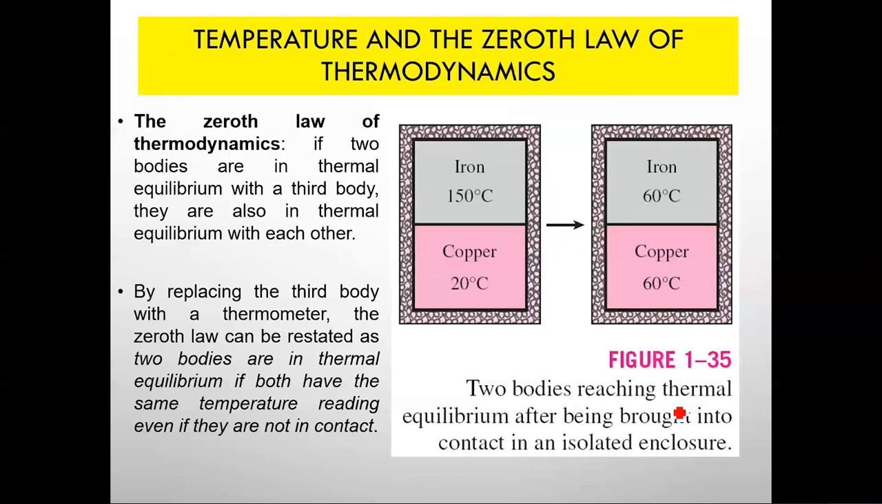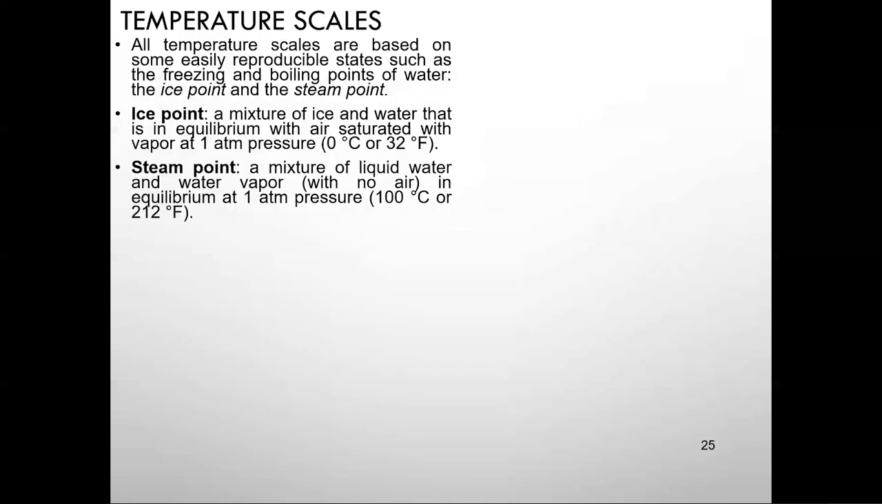Now, this is the same thing written over here, that you have two reference points. One is the ice point, the other is the steam point, which you use as reference points to calibrate your thermometers. In the Celsius scale, you assign the value of 0 to the ice point, and in the Fahrenheit scale, you assign the value of 32 Fahrenheit to the ice point. Similarly, for the steam point, in the Celsius scale, you assign the value of 100 degrees centigrade, and 212 Fahrenheit in the Fahrenheit scale. Clear enough? All right.